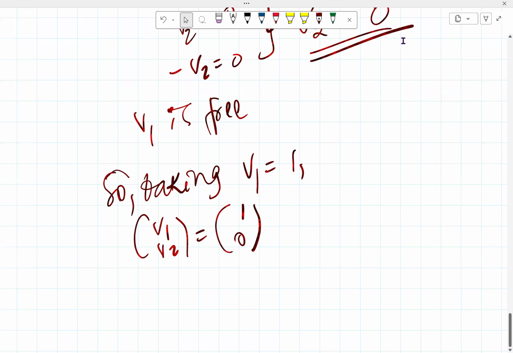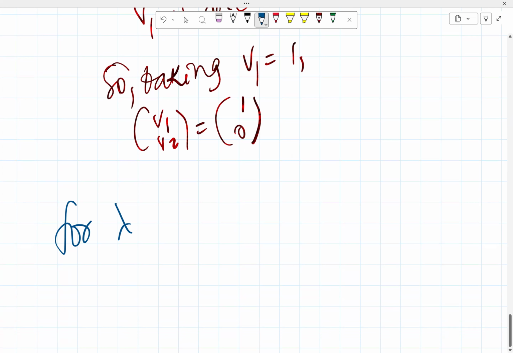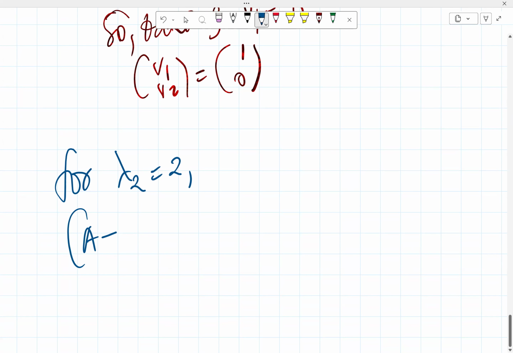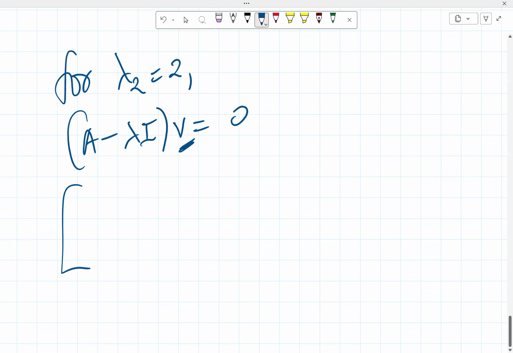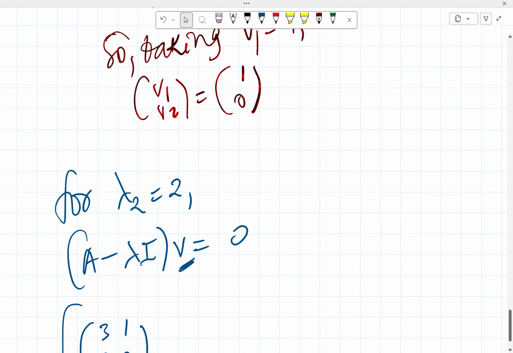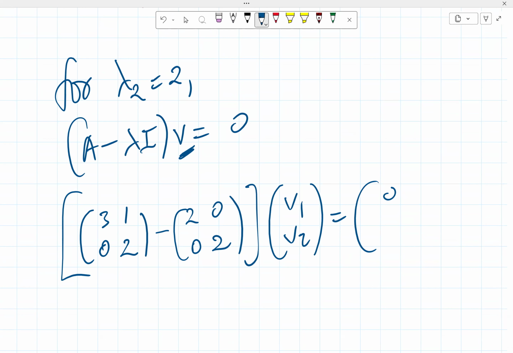What about for eigenvalue 2? For lambda 2, which is equal to 2, again we have (A minus lambda I) multiplied by v equals 0. Don't forget, we're looking for this v again. So what is A now? A is [3 1; 0 2]. Then the lambda now is 2. So we have [2 0; 0 2] like this into (v1, v2), and all of this is equal to (0, 0).